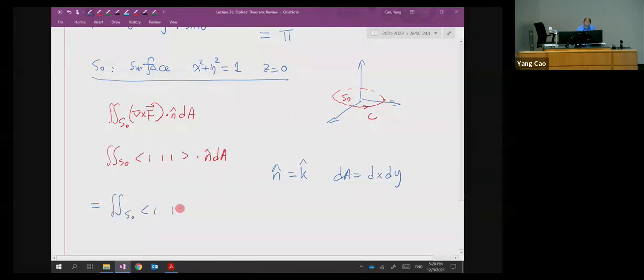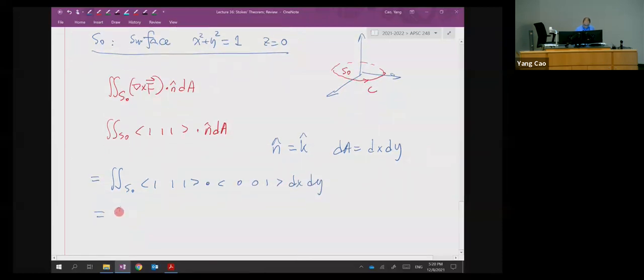So what do we got here? 1 dx dy, and what do we get? 1 dx dy over S naught. Whenever you see this kind of integral, that's dA over here. What does that give you? The area of this circle. The area of a circle is pi r squared, r is 1, so we get pi, right? Same answer. Okay.